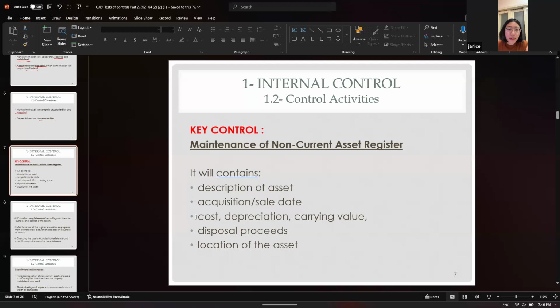I just wanted to maybe come back quickly on what a non-current asset register contains.